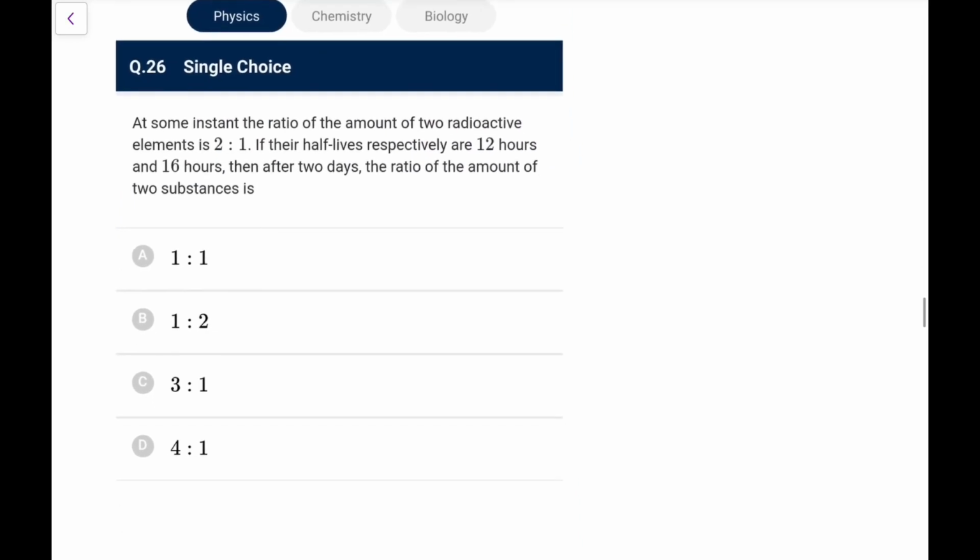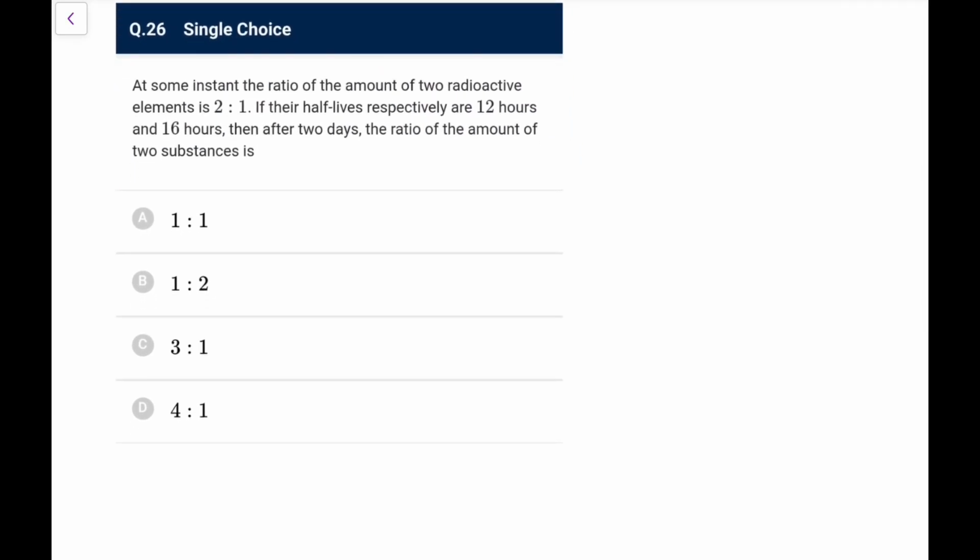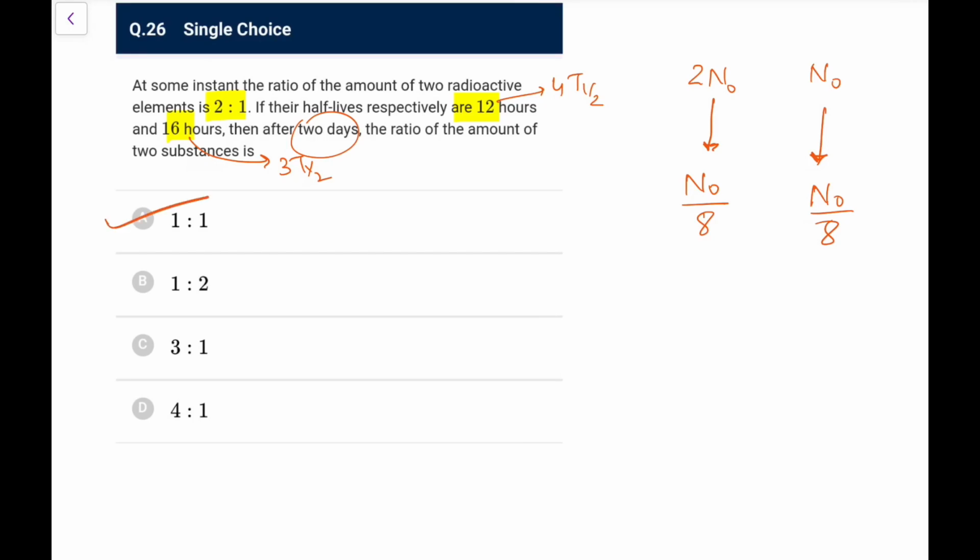Next, at some instant the ratio of the amount of two radioactive elements is 2:1. Half-lives are 12 and 16, then after 2 days, what is the ratio of the amount of the two substances? So 2 days means 4 T half for the first and 3 T half for the second. This was 2:1, so let's say that was 2 N naught and N naught. For the 2 N naught, 4 half-lives have passed, so it becomes 2 N naught by 16, that is N naught by 8. Here 3 half-lives have passed, so it will become N naught by 8, that means their amounts will be the same, 1:1 now.